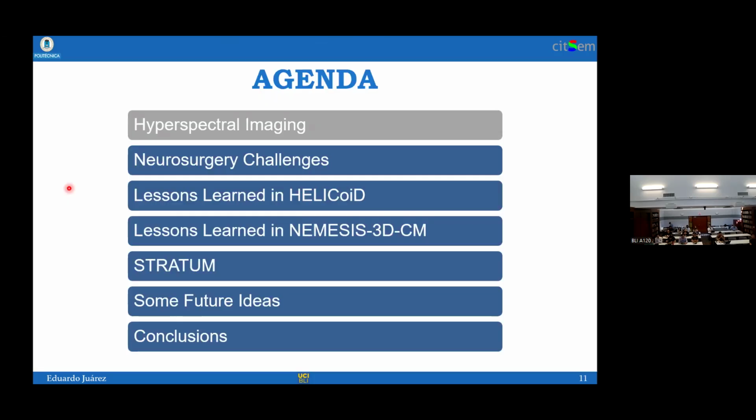After this very short introduction about hyperspectral technology, I would like to introduce the agenda. First, I will go through the challenges we believe neurosurgeons currently face. Then I will introduce the lessons we have learned in two different projects: one is the HELICoiD project, and the other one is the Nemesis 3DCR project, shortly Nemesis. These two projects converge in the one on which we are working, the STRATUM project. At last, I will detail our current ongoing research, and I will draw some conclusions.